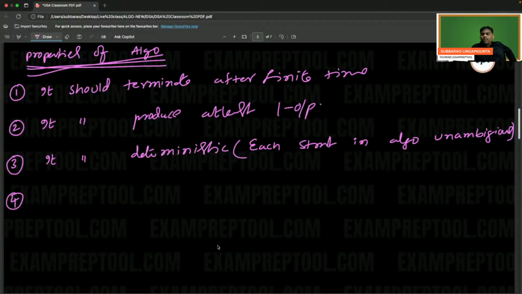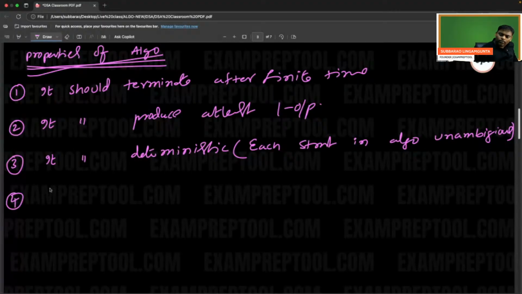Algorithm first property, it should terminate after finite time, means in algorithm, no infinite loop. Second one, it should produce at least one output. Third one, it should be deterministic, means each statement in algorithm should be unambiguous. Anything else you want to say? Precisely defined, what it means.